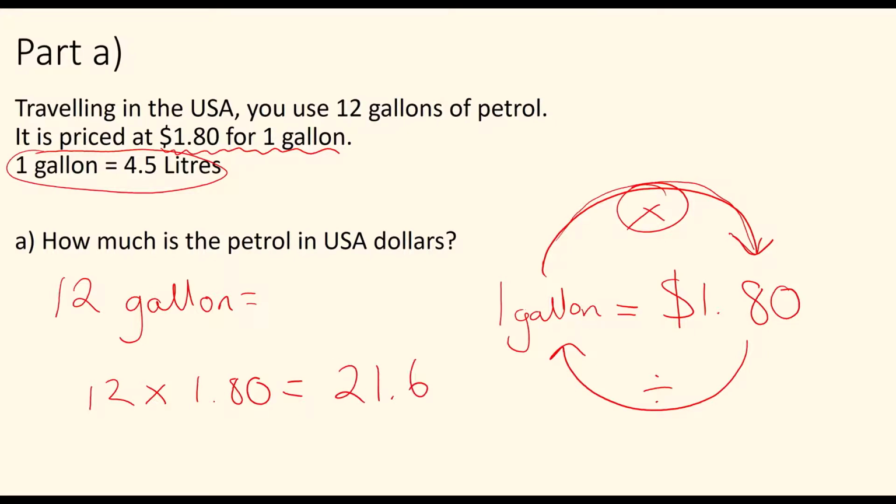21.6. 21.6 what? We're talking about dollars. There we go. So currency is 2 decimal places, so I think a 0 on the end there would look better, be on the safe side. So that's part A, cost $21.